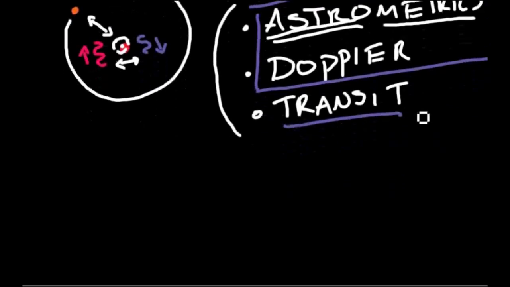So the transit method is the one that we have found the most planets through. So let's see how this works. Let's say we have a field of stars. So let's draw some stars here.